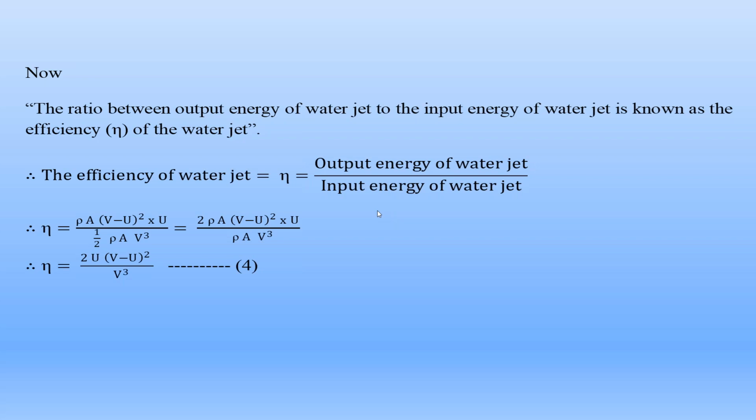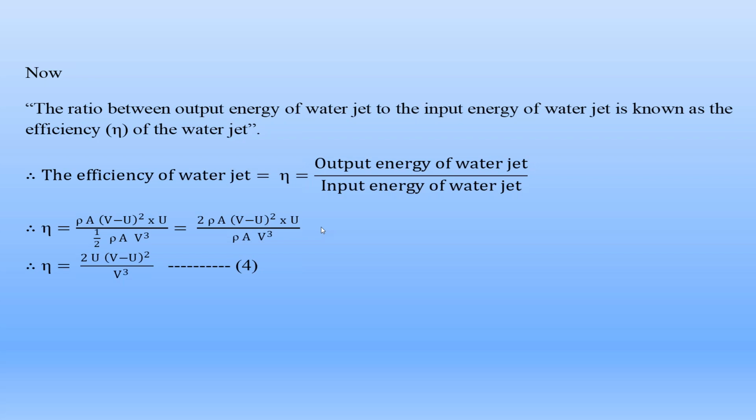Okay, with this I am going to stop today's class. We will continue this efficiency. So please follow equation 4. According to equation 4, the efficiency of the water jet depends on the velocity v and also the velocity u. What is velocity v? The absolute velocity of the water jet. What is velocity u? The absolute velocity of the moving vertical flat plate.